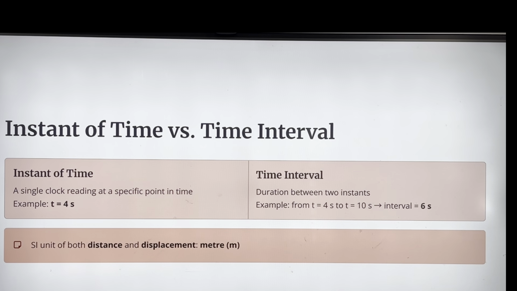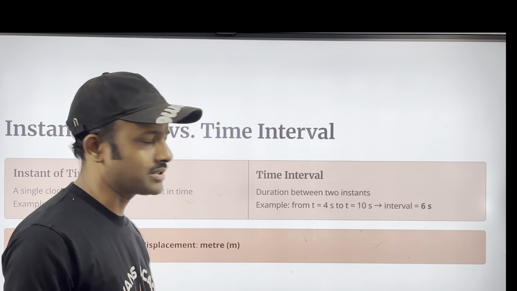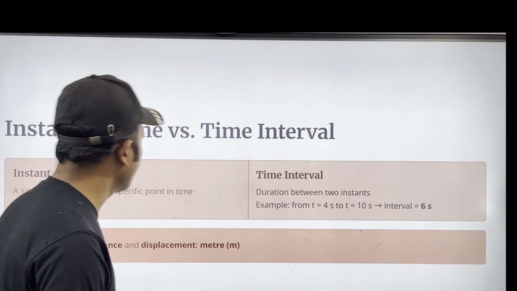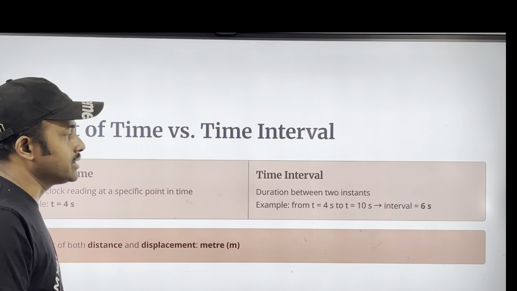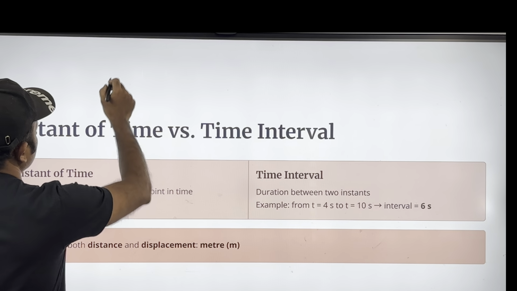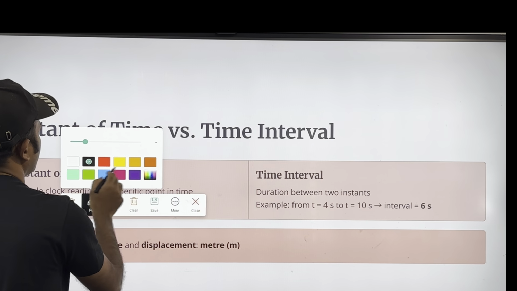Now, instant of time versus time interval. Let us say a single clock reading at a specific point in time, suppose 4 seconds. Time interval means duration between the two instants of time, you have to take from 4 seconds to 10 seconds. Means at the 4th second your object starts to move. Suppose you are observing, after observing for 4 seconds, the object is about to start. Initially it was 0 seconds, but at 0 seconds the object is not moving.